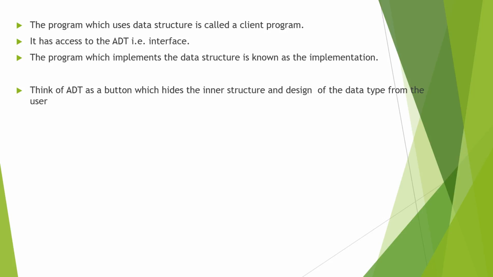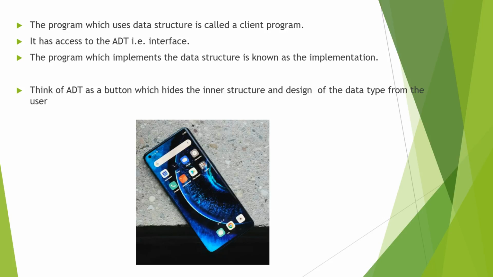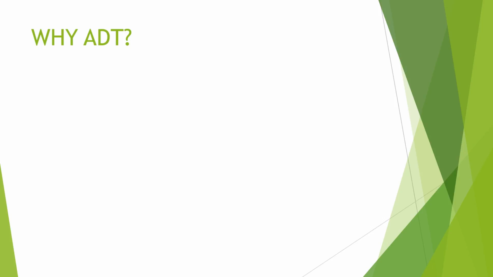Think of an ADT as a button which hides the inner structure and design of the data type from the user. For example, take a smartphone. If we press different icons or buttons present on the screen, each one will perform its own operation. Like if we tap on the camera, it will open the camera. Here we don't know the inner structure or code to open the camera. It is hidden from the users. This is exactly what an ADT means.